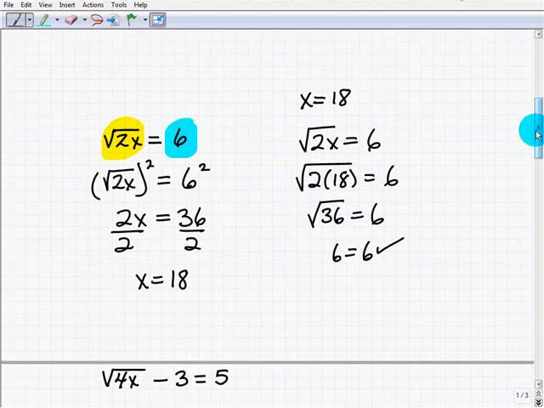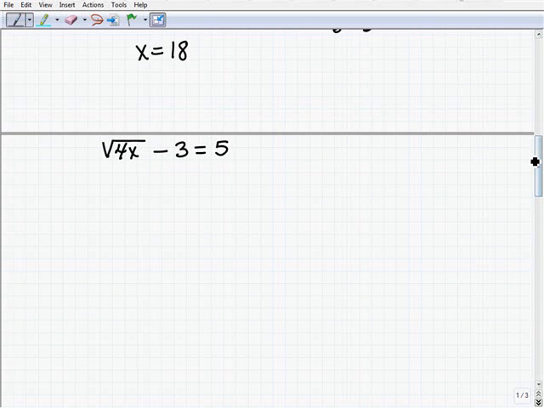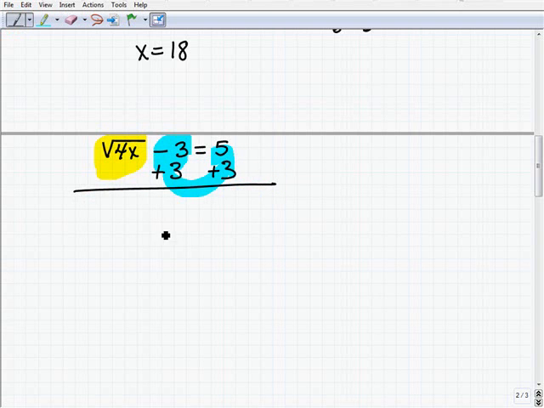Okay, moving on. Here's our first problem where we're going to have to do one step to isolate the radical before we square both sides. We want to have this square root of 4x all by itself on the left-hand side. So how can I get that all by itself? I'm going to have to move this negative 3 over to the right-hand side. I'm going to do that by adding 3 to both sides of the equation. And now I have the square root of 4x equals 8.